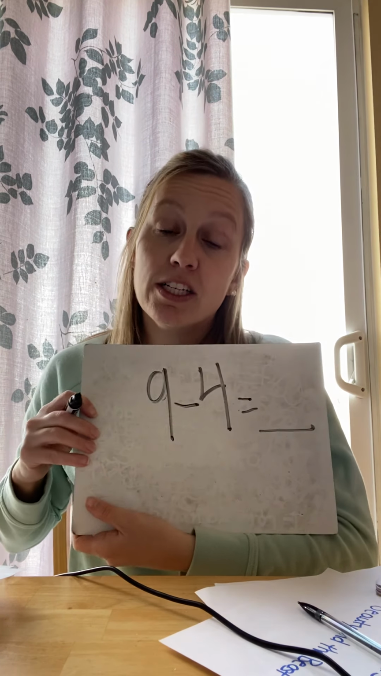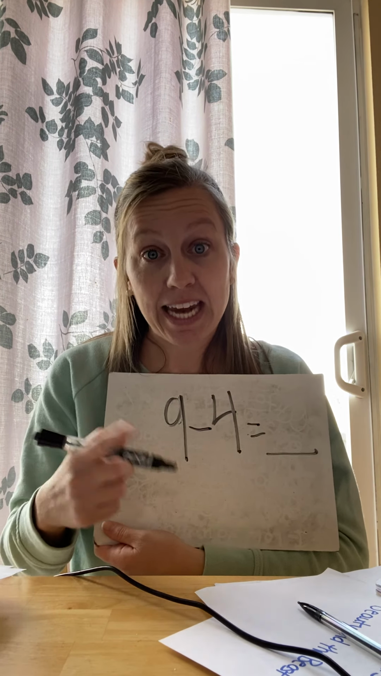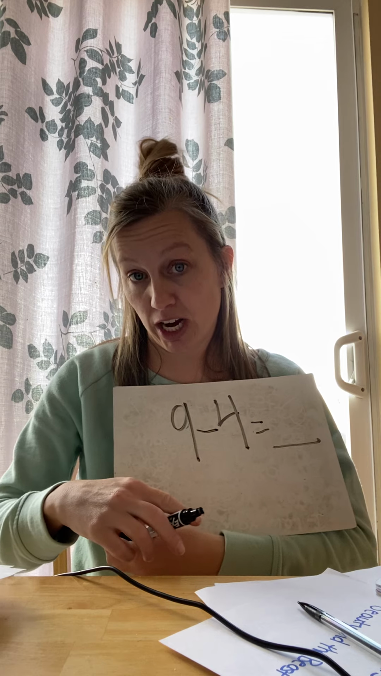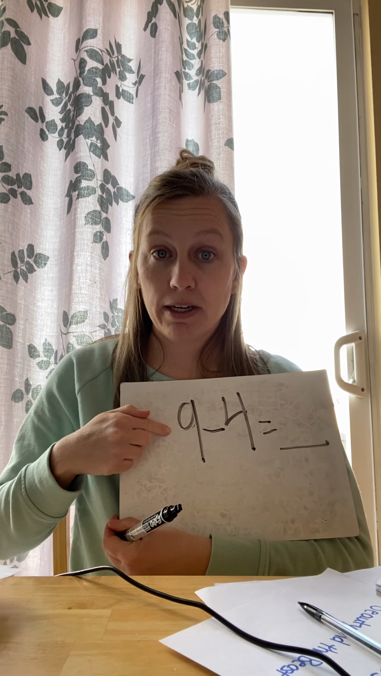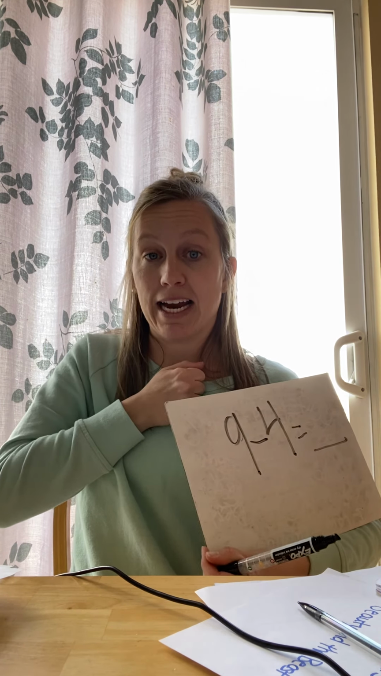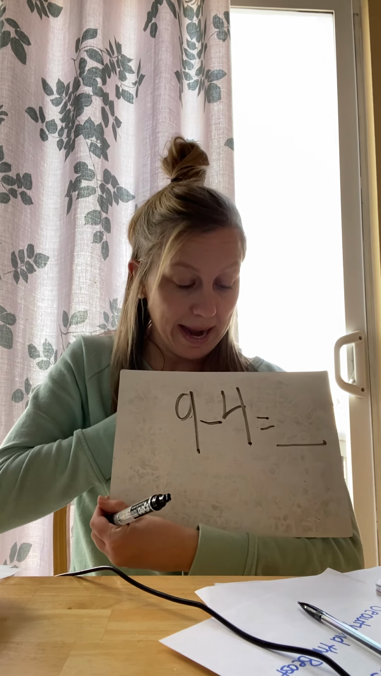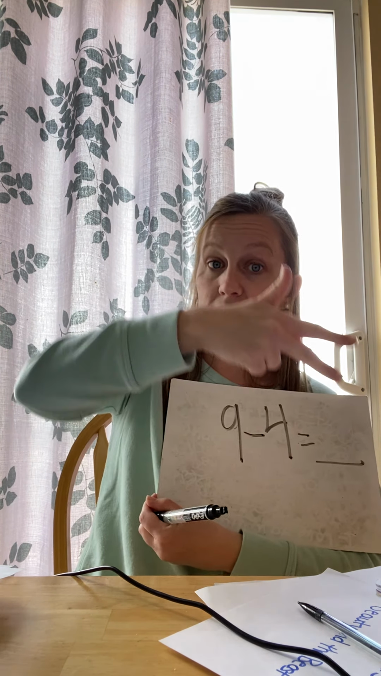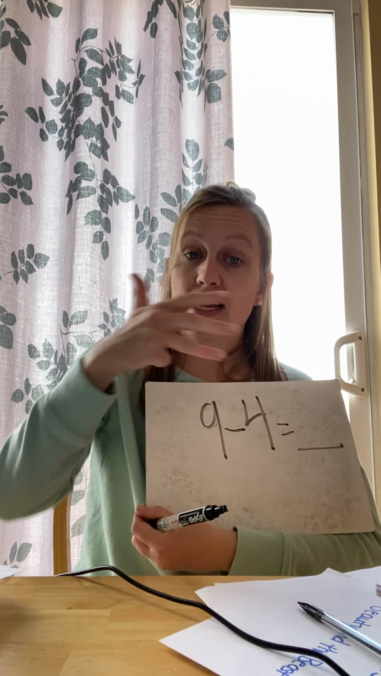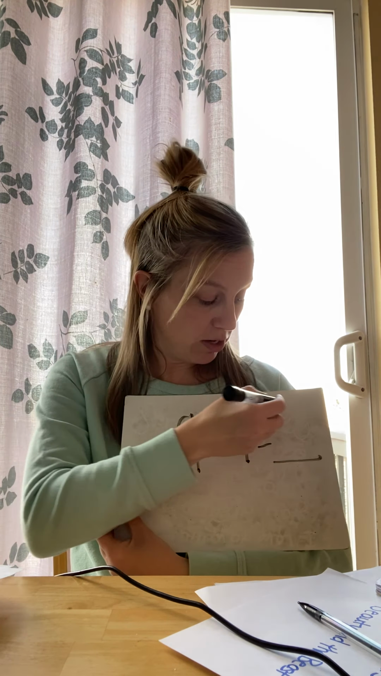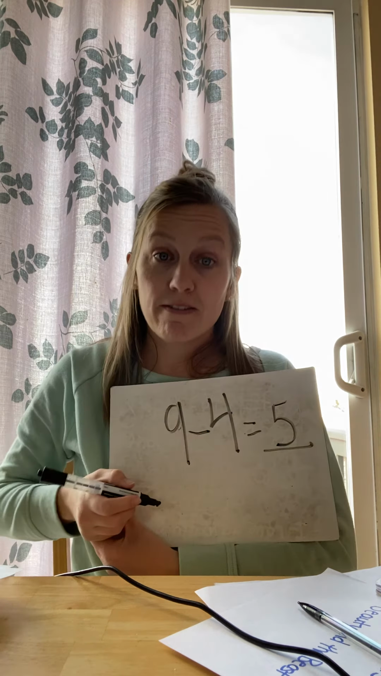Now, 9 minus 4, I could first count down, and then I'll do my model to check it. So I start at my bigger number, and I count down. So I put my 9 here, 9. I'm going to go back 4 fingers. 8, 7, 6, 5. 9 minus 4 equals 5.